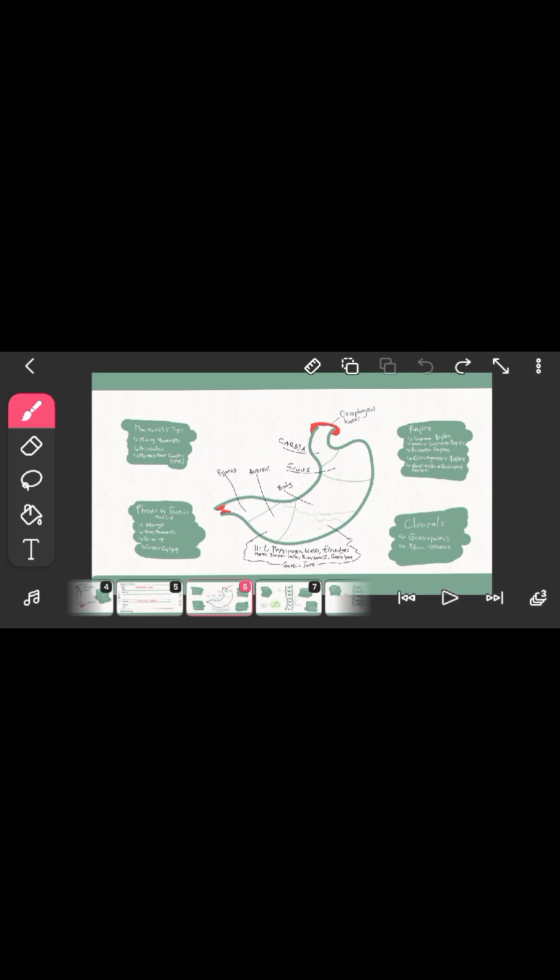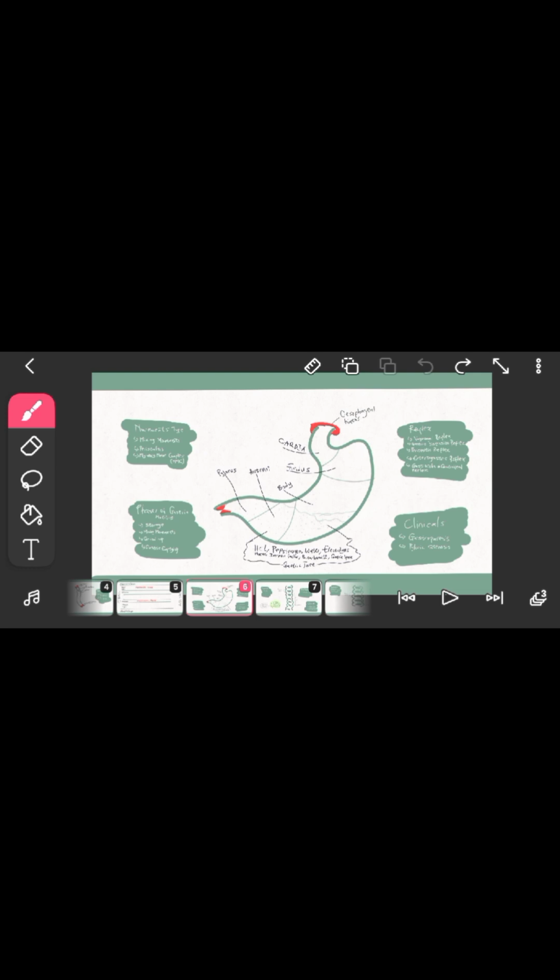Now, a little bit of anatomy on the stomach. The stomach is divided into five parts. We have the cardia, which is very close to the esophagus. We have the fundus, we have the body, we have the antrum, and then we have the pylorus. And then you can see this pyloric sphincter.